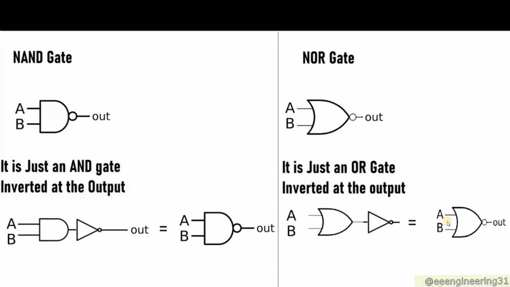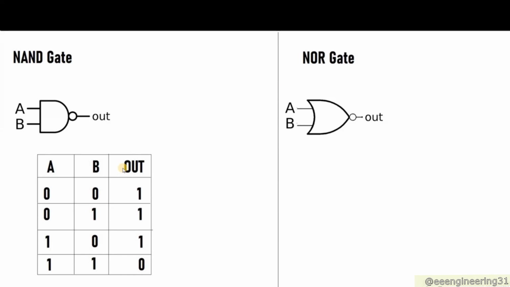Now let's check the truth tables for these. The NAND gate, as you saw, is just an AND gate inverted. So if you take the truth table of the AND and you just invert all the outputs, you're going to get your logic. Because in an AND, the only way to get the 1 is when you have 1 here and 1 here. In order to invert everything, here we're going to have a 0 and everything else we're going to have a 1, because in the AND gate, these three cases will give you a 0 and only this case will give you a 1. So we just invert it.